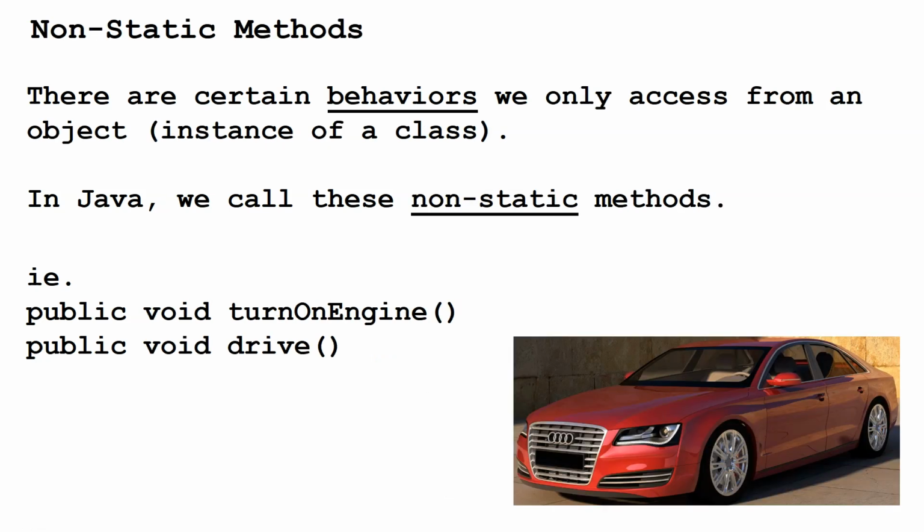Now, non-static methods. These are behaviors that we can only access from an object. In Java, we call these non-static methods, and they don't have the word static, so that lets us know they're non-static methods. If we want to turn on the engine, we actually have to create a car from the blueprint. We have to create an instance of the class. Same thing with drive. We have to create an instance of the class and apply the drive method to it.